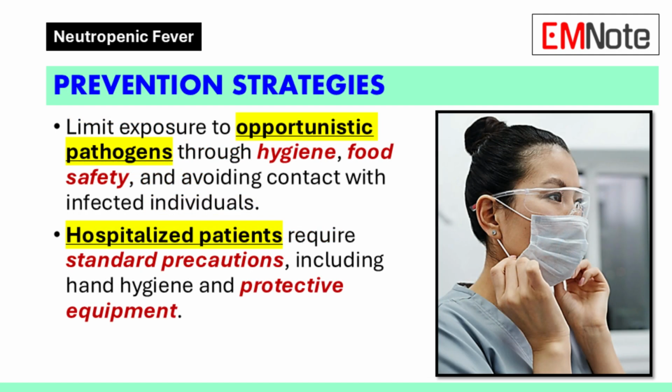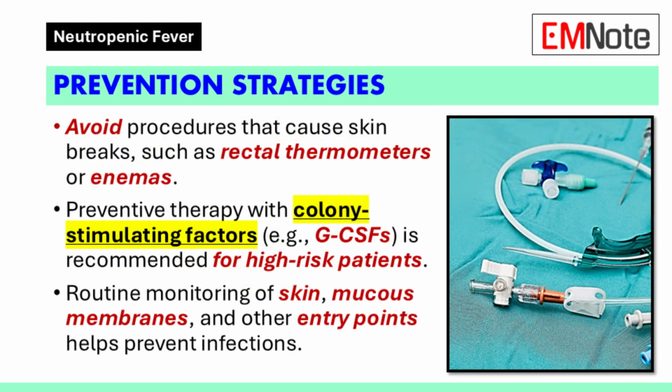Prevention. Preventing neutropenic fever begins by limiting exposure to opportunistic pathogens. Measures include daily baths, oral hygiene, routine inspection of the skin and other entry points, cleaning and cooking food well, and avoiding contact with pets, plants, and visitors with active infections. With hospitalized patients, healthcare workers and caregivers should practice standard precautions, including regular hand hygiene and utilizing personal protective equipment, and limiting skin breaks or injury by avoiding rectal thermometers, enemas, suppositories, digital rectal examinations, and invasive procedures.